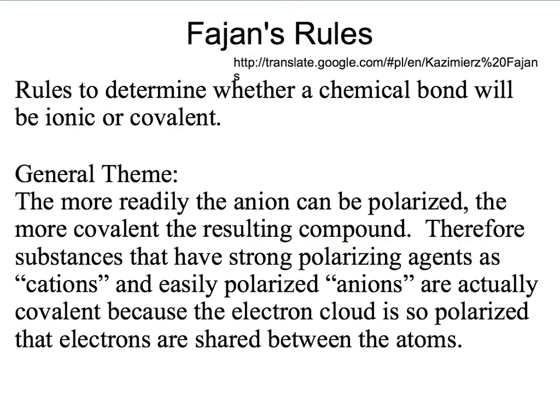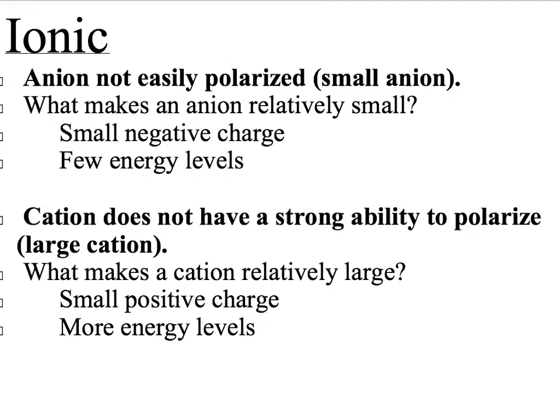Therefore, on the other side of the coin, substances that have strong polarizing agents as cations and easily polarized anions can actually be covalent, even if we're dealing with a metal and a nonmetal, because the electron cloud is so polarized that electrons are shared between the atoms. It's no longer the stealing of electrons, it becomes the sharing of electrons. You get that full overlap of electron clouds forming molecular orbitals.